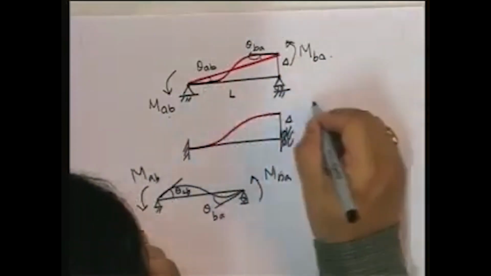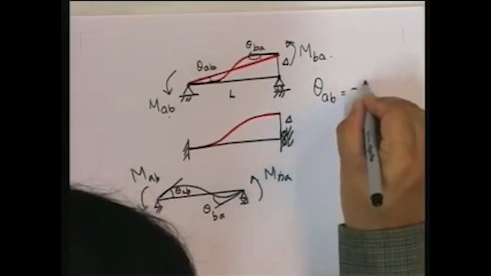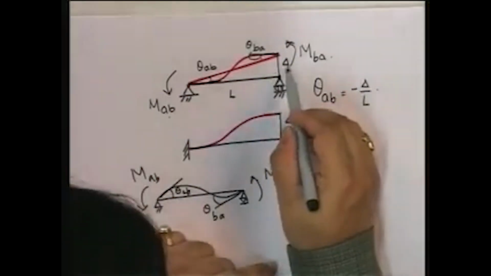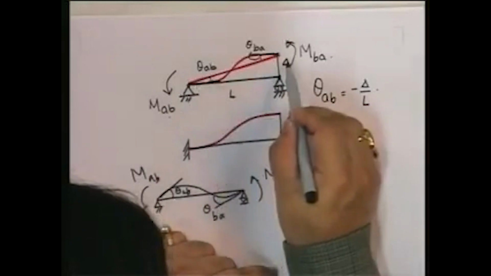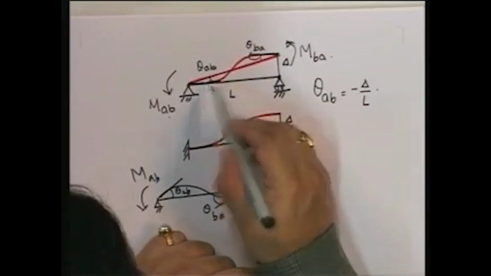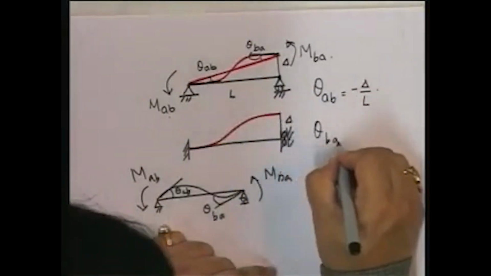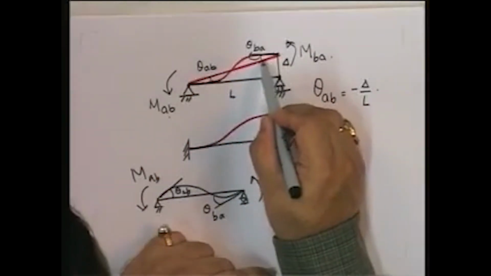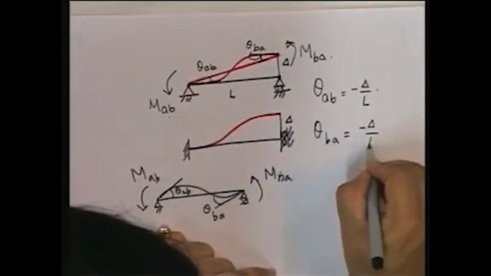That is equal to, so if you look at this, theta AB is going to be equal to minus delta by L. Why minus delta by L? Because look at it, delta upon L is the magnitude of this rotation, that's for sure, okay, and the fact that it is clockwise makes it minus delta by L. Similarly, theta BA is equal to what? Let's see, from here to here, this is clockwise. So theta BA is also minus delta by L.